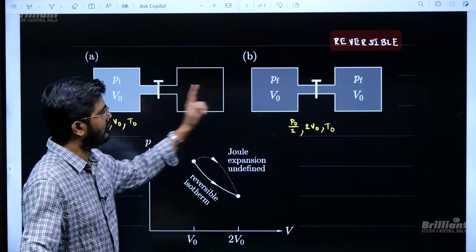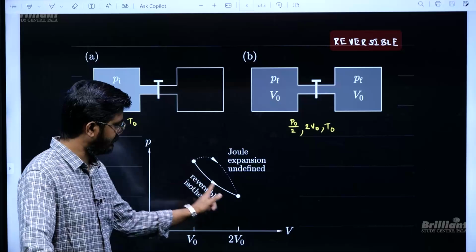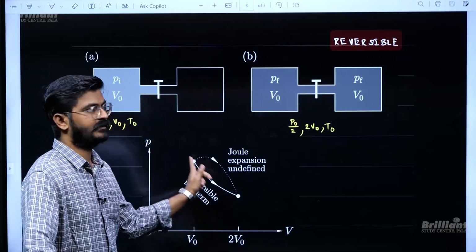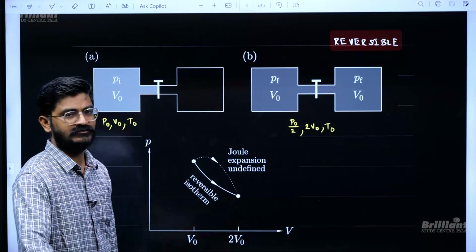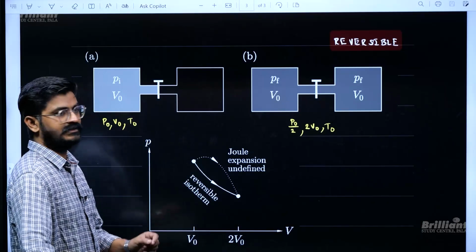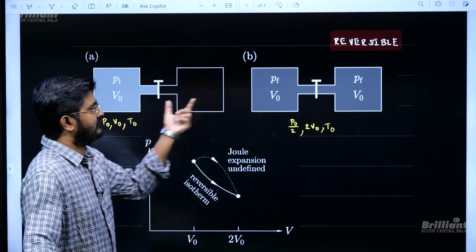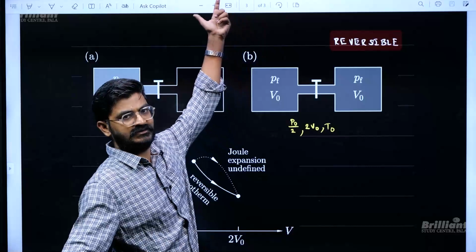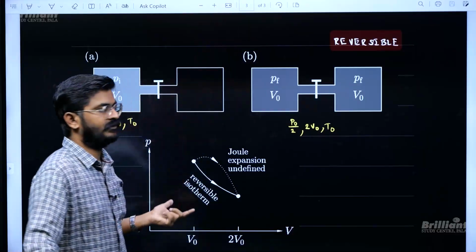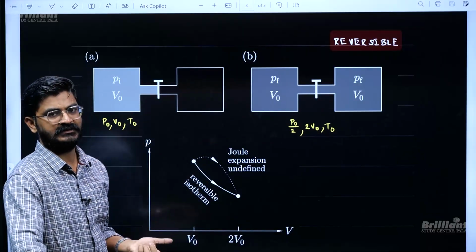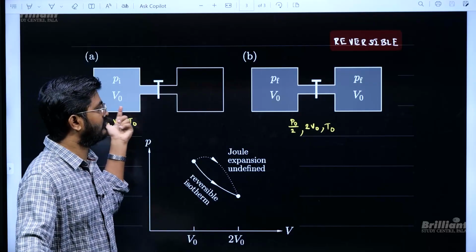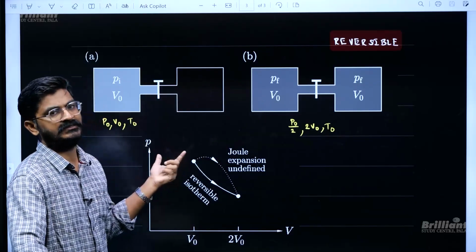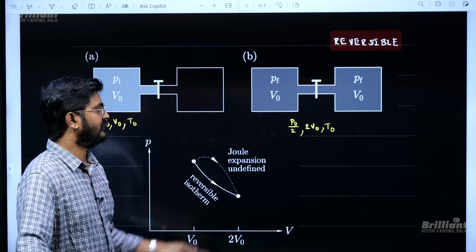When we try to plot the graph, it is going to look like this. This is a reversible process, so we can plot the graph, but if it is an irreversible process, we can't plot the graph. Now this initial situation and this final situation are exactly the same as what we have seen there. Entropy is a state function, so if I can find the change in entropy for the gas in this situation, it will be the same as in the previous situation.